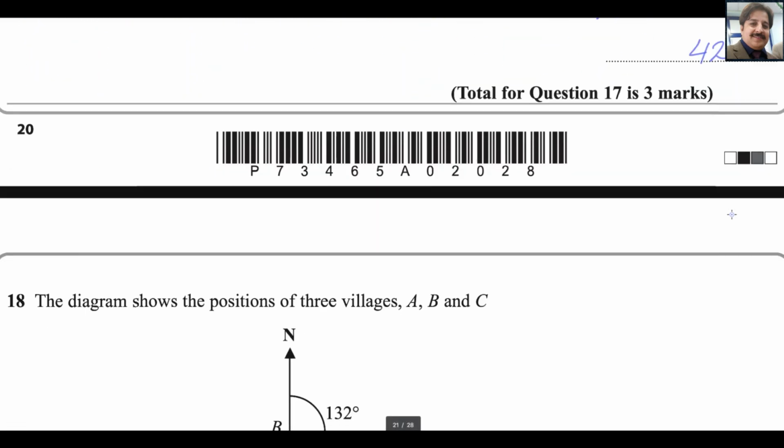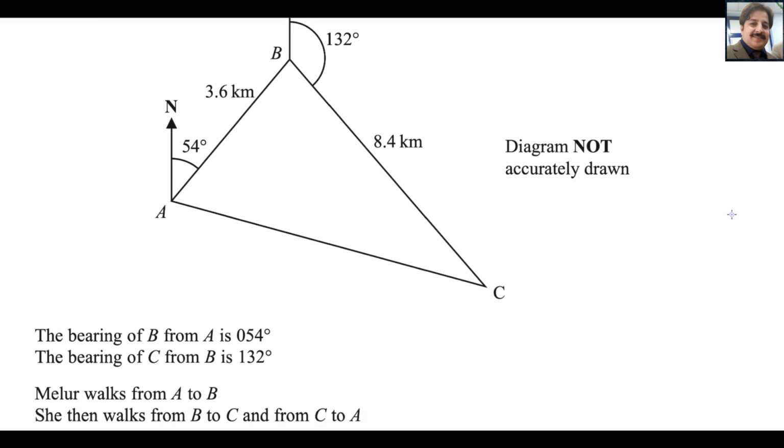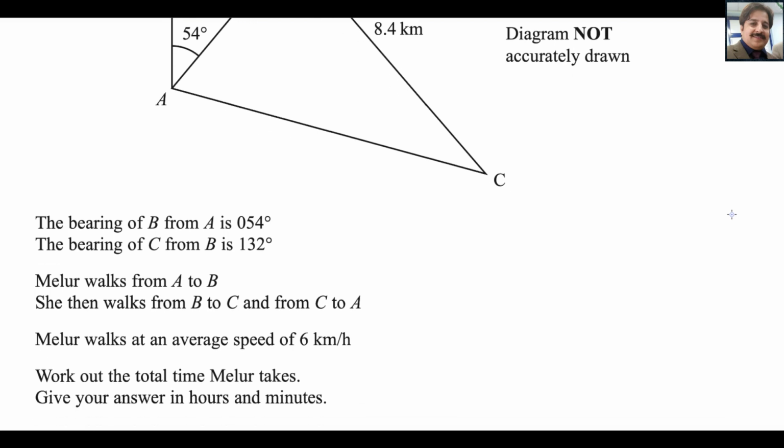Okay. Question number 18. The diagram shows the position of three villages A, B, and C. The bearing of B from A is 054. The bearing of C from B is 132. Miller walks from A to B. She then walks from B to C and then C to A. Miller walks at an average speed. We can represent speed by V, and it is equal to 6 km per hour. So this is given. Work out the total time.